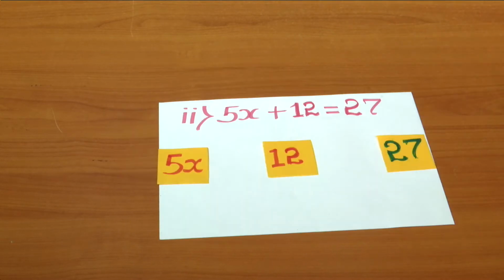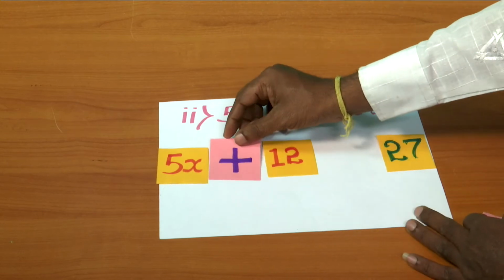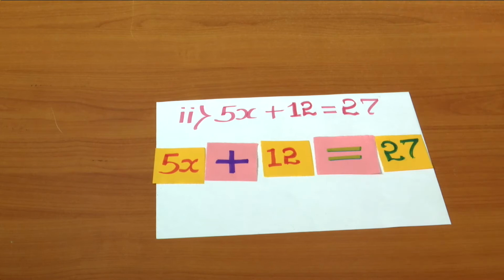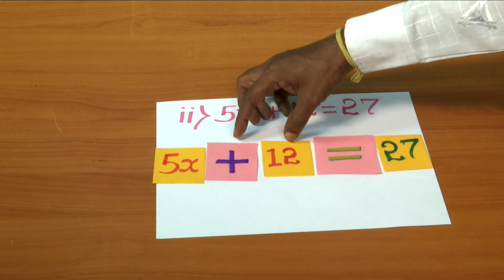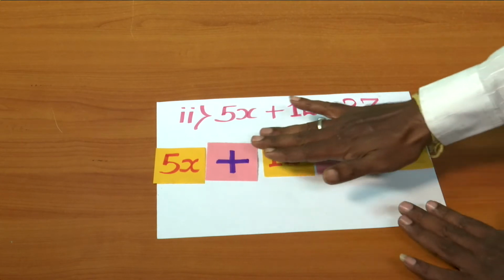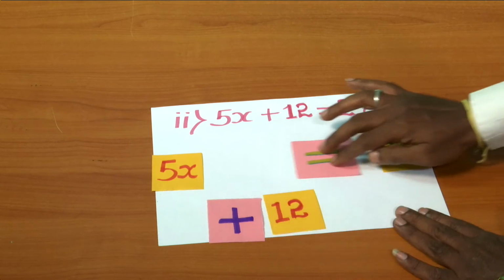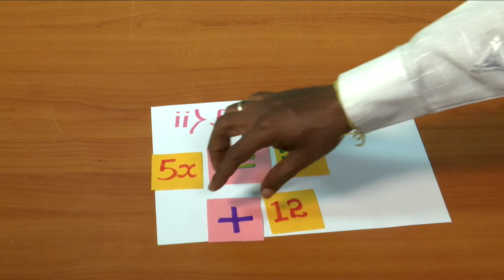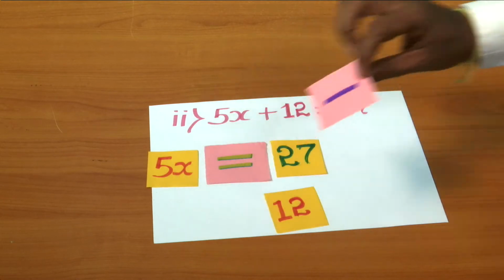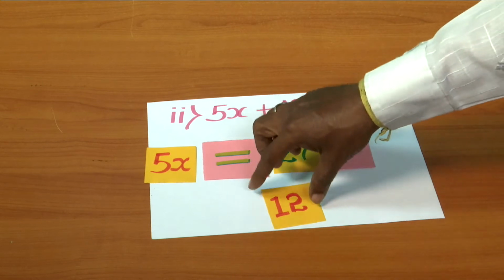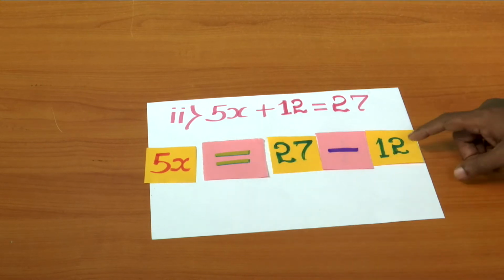Okay. Second one, 5x plus 12 is equal to 27. Here, LHS plus 12 comes to the right side. Then what happens? Then 5x is equal to 27. This plus, that means addition, converts to subtraction, that is minus. This plus 12 converts to minus 12.